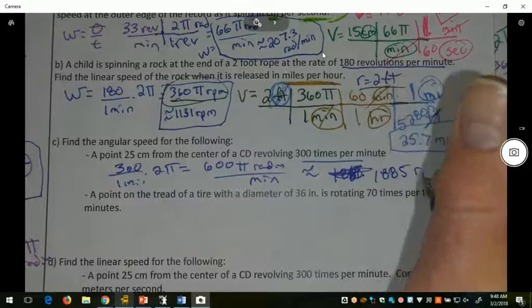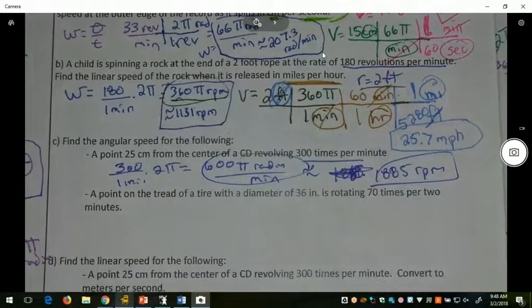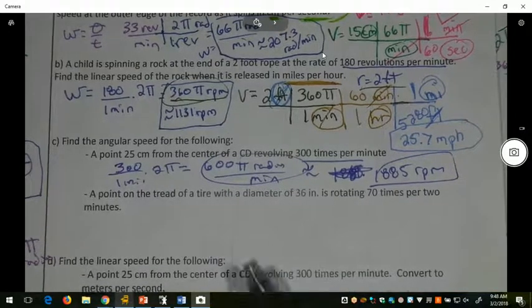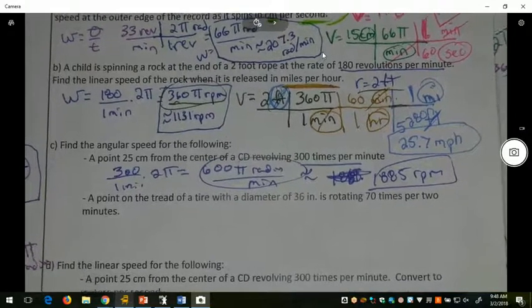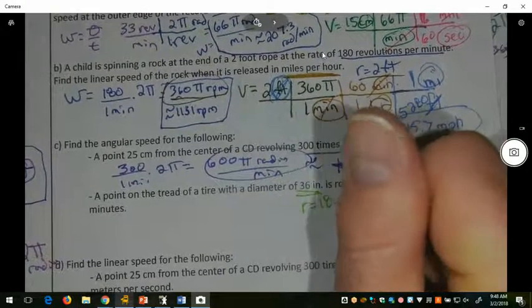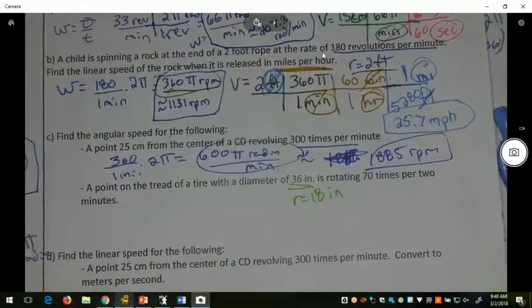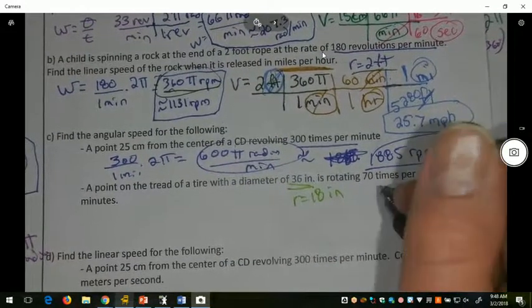1885 radians per minute. But I'm still going to keep this because we might need it if they ask for linear speed. The point on the thread of a tire with a diameter of 36, which means the radius is 18. Do I need the radius for angular speed? No, but I might if we then have to find linear speed.